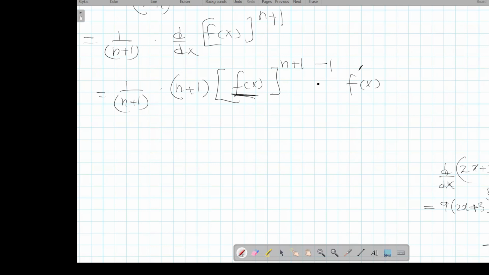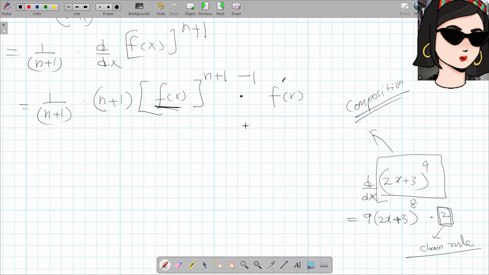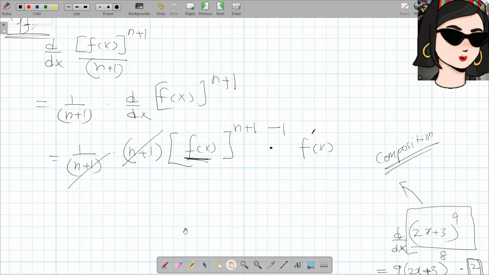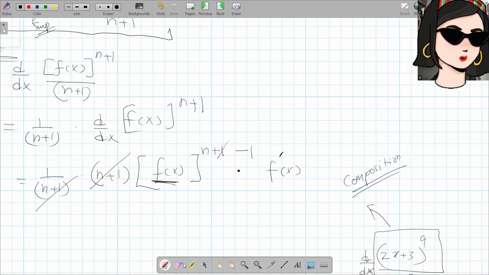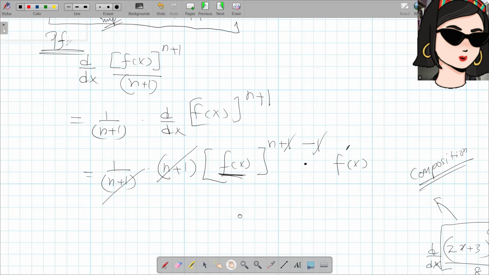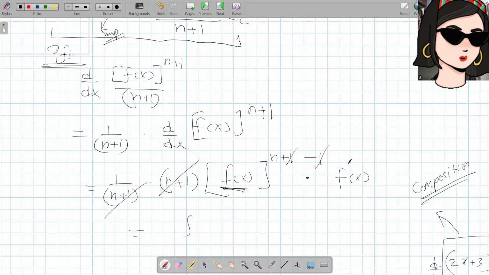Because a power of a function is actually a composite function. It's a composition. So wherever there is a composition, we need to use the chain rule. Do you understand this? You have any question you can ask now. So you see, this one will be cancelled out like this, and we will get simply the left hand side, it is f(x) to the n.